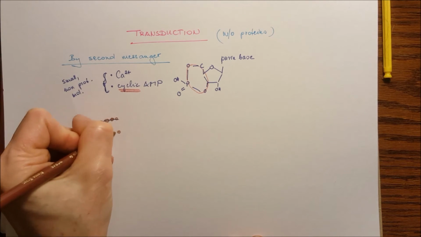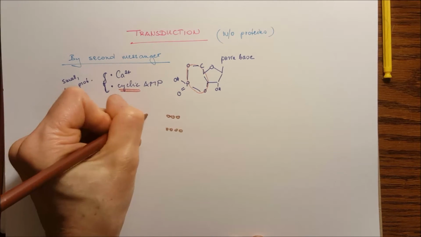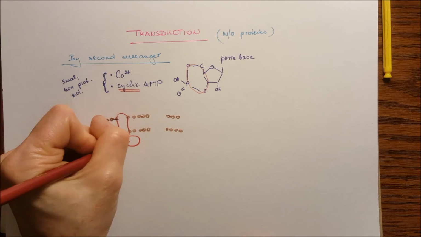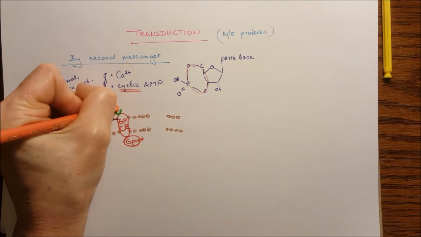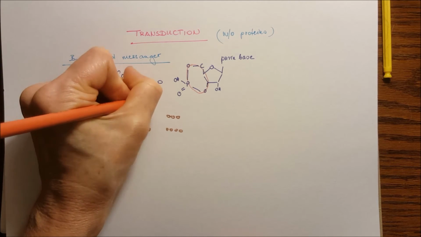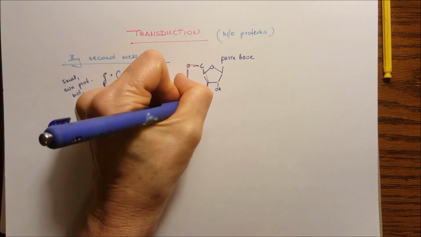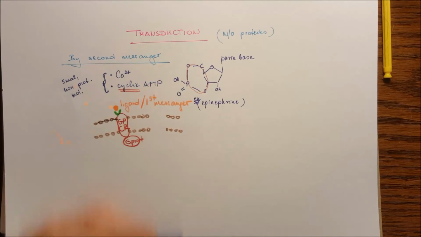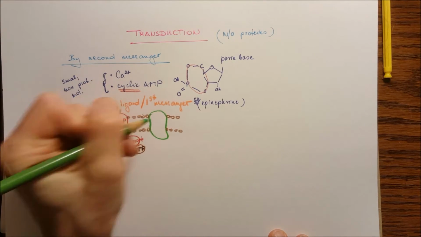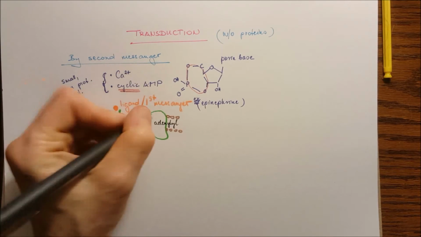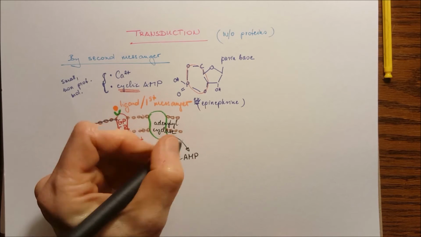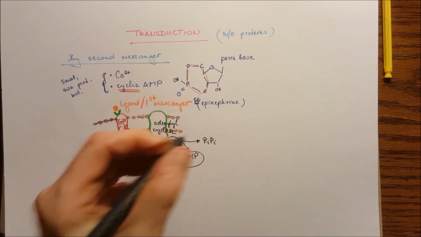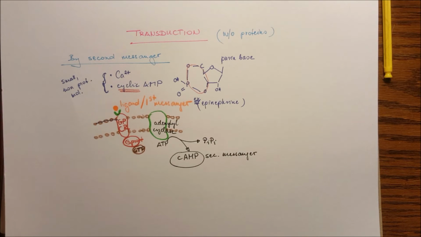So this happens with the GPCR, the G protein coupled receptor. The ligand, the first messenger, for example, the epinephrine, is going to bind to the GPCR. The G protein is inactive because it has the GDP, but as the ligand binds to the receptor, it's going to move off and it's going to activate the adenylyl cyclase that is going to make cyclic AMP from the ATP.